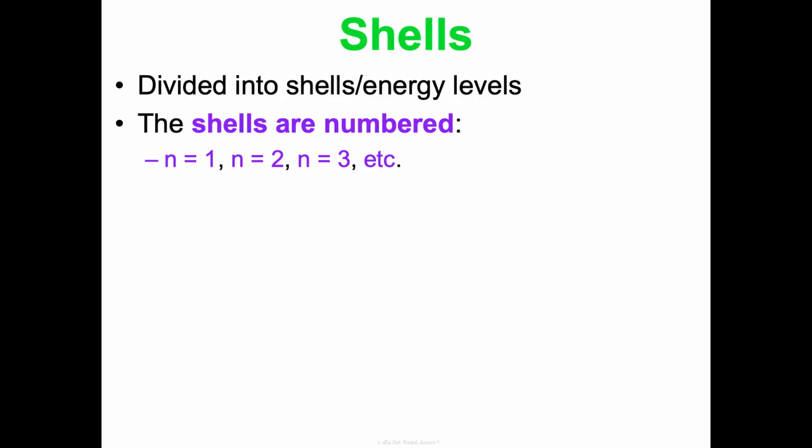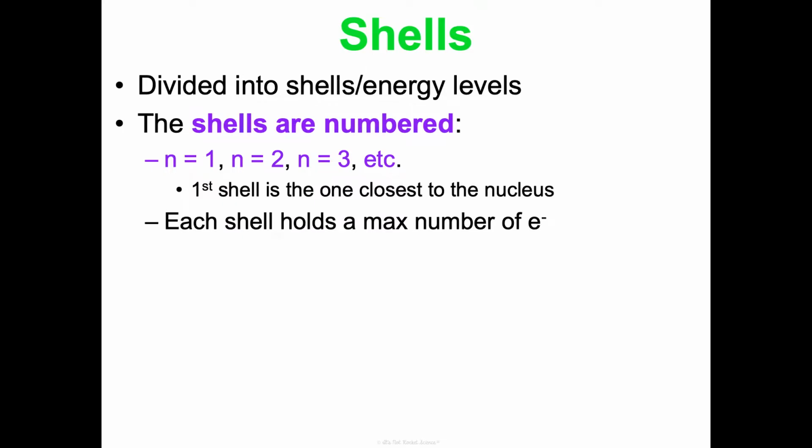And you know that the first shell is the one closest to the nucleus because we talked about this in our last unit. So when we're looking at the periodic table and we said everything in period 1 has 1 energy level, that first one is the one closest to the nucleus. Everything in period 2 has 2 energy levels. So the first one would be closest to the nucleus, the second one would be the next one out. Another thing we already know is that each shell holds a maximum number of electrons. We talked about this before.